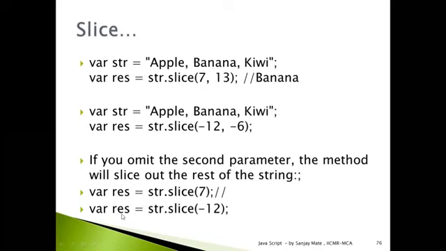And if I write the variable res is equal to str.slice(-12), only writing -12 now, what does it print? In this case, -12 is this position, so it will print banana and kiwi in this case also.